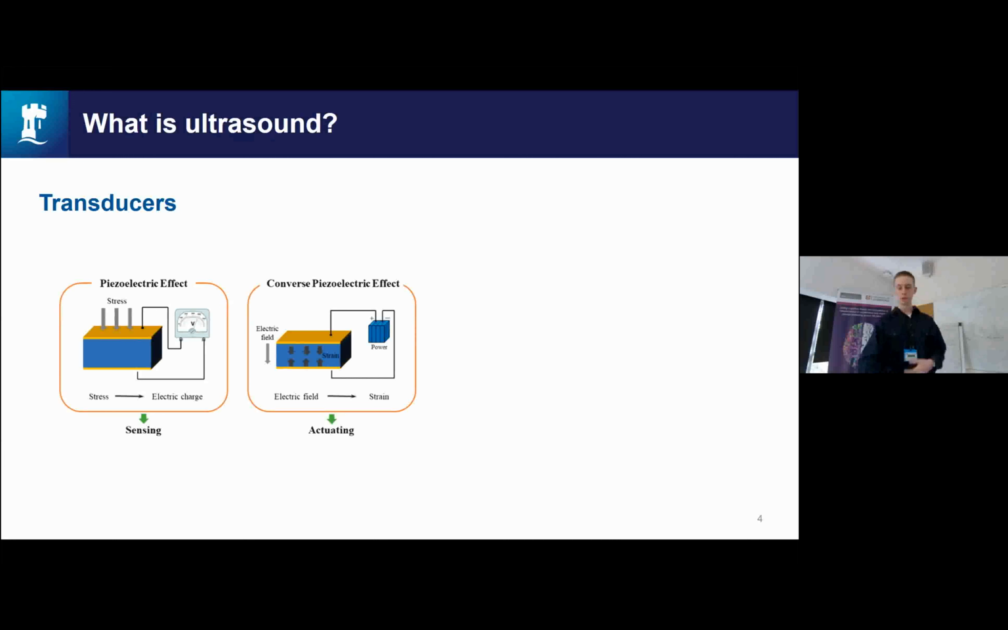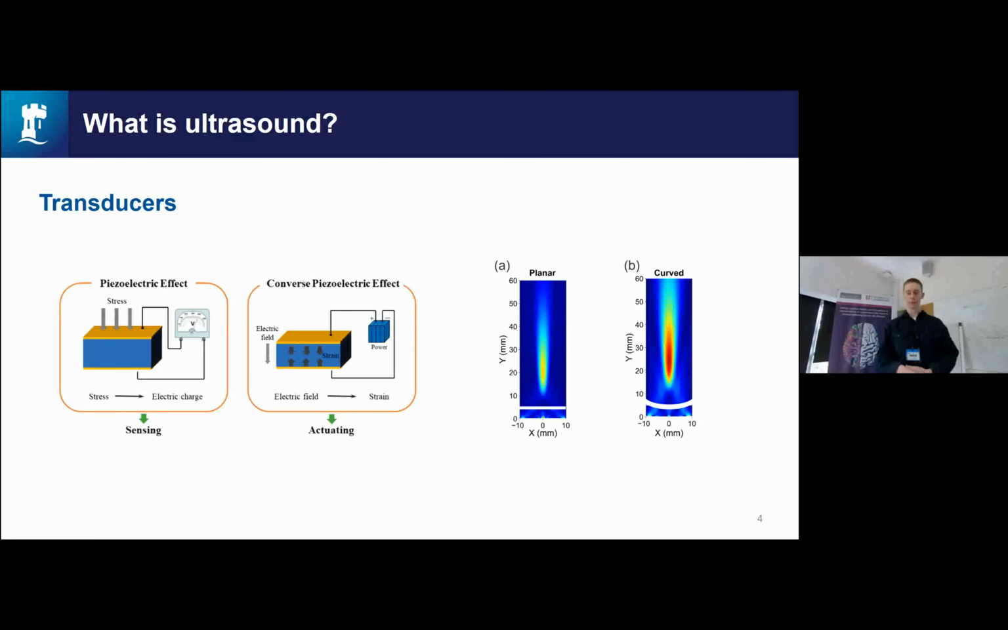Usually these are constructed in the shape of a plate or a bowl. You can see on the left image here, that's the pressure distribution due to a planar plate transducer. But what we're interested in with focused ultrasound is these curved transducers that really concentrate the signal into a very narrow region. So they take this characteristic elliptical shape, and this is on the resolution of millimeters.